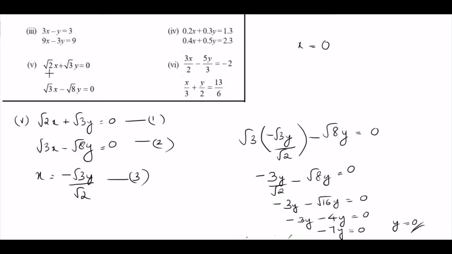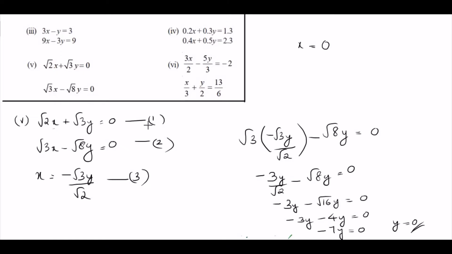So in the fifth question, you have root 2x plus root 3y equal to 0 and root 3x minus root 8y is equal to 0. It's not easy to plot these using graphical methods. That is when you have the advantage of having the algebraic method. Write the equations and mark it as 1 and 2. And after that, write one variable in terms of the others.